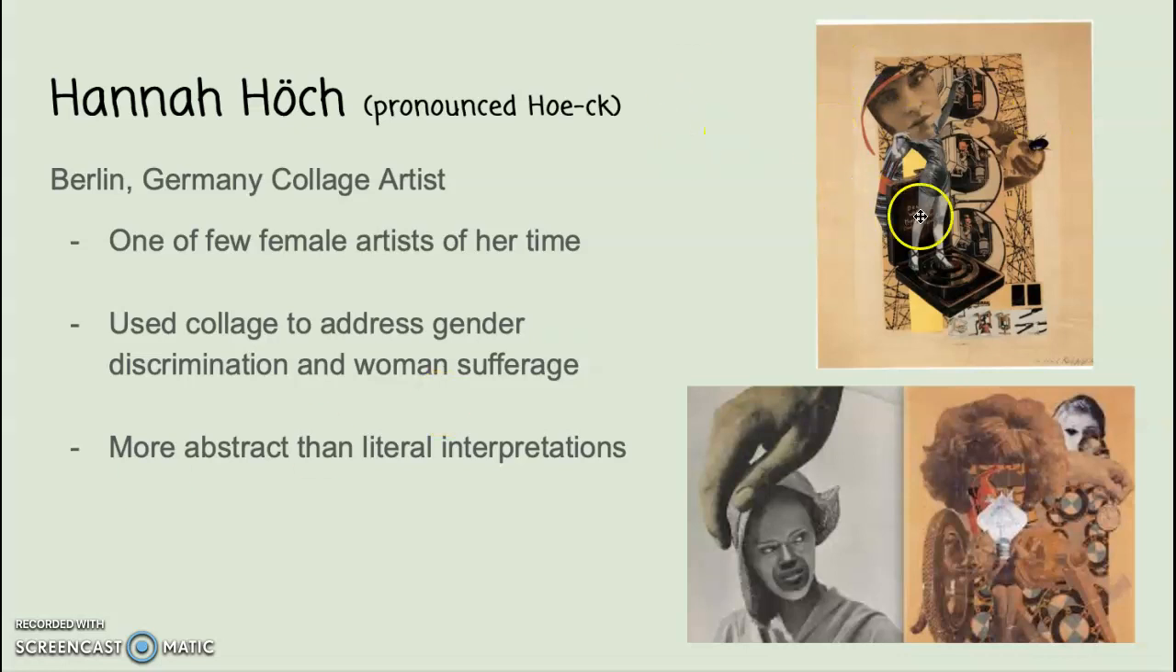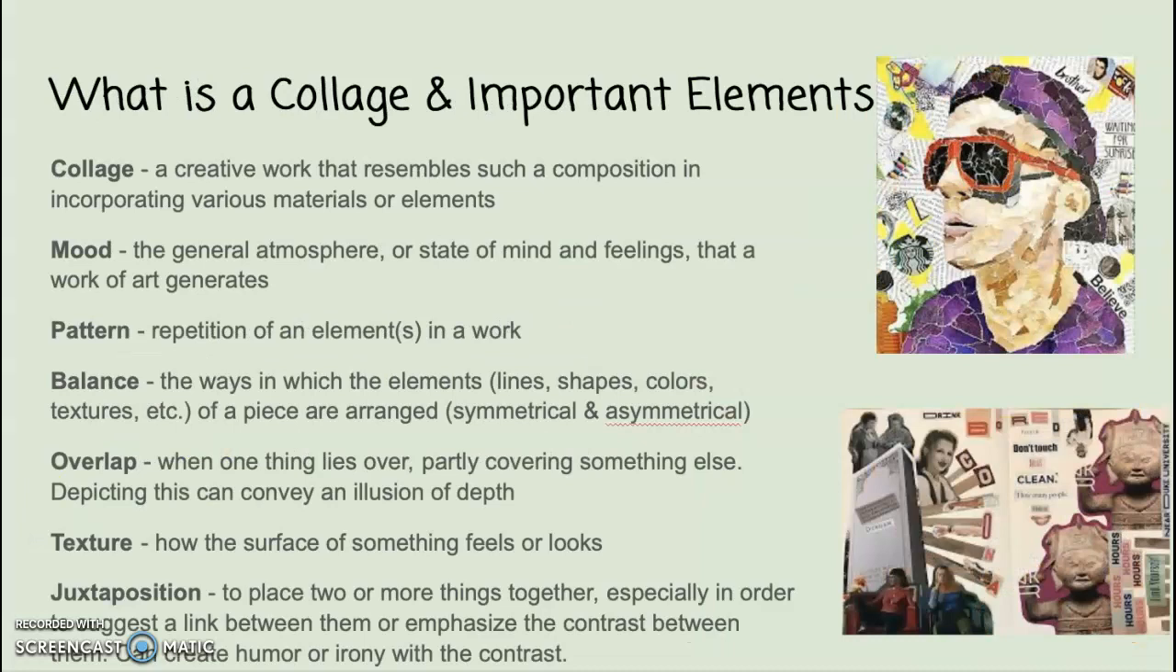And we can see some of her art right here, and how it's not very common. Some would say it's a little bit weird and not the normal art that we are used to seeing. Now what we will be doing today is discussing some important elements of this collage: mood, pattern, balance, overlap, texture, juxtaposition. These are all things that we've talked and discussed about in our art for the past couple of days.